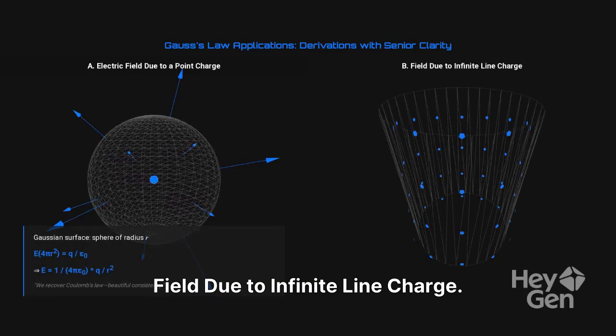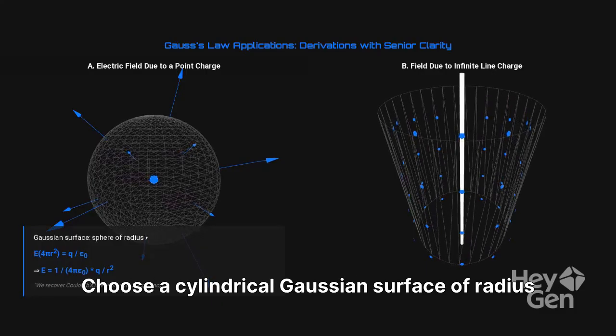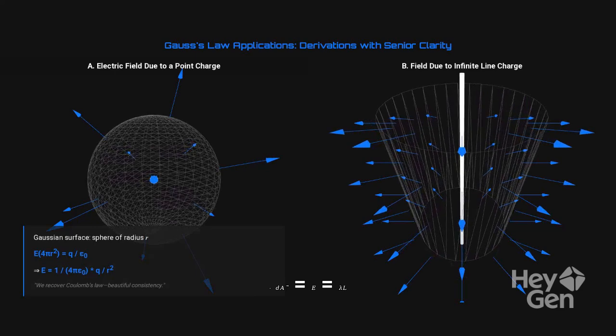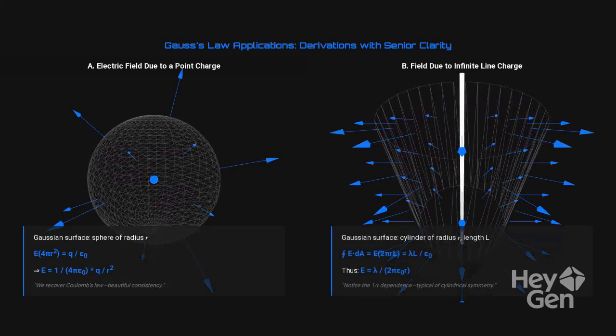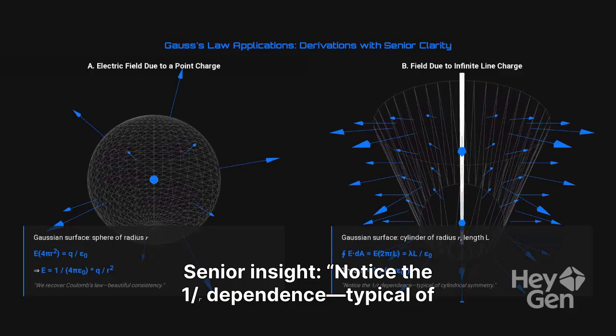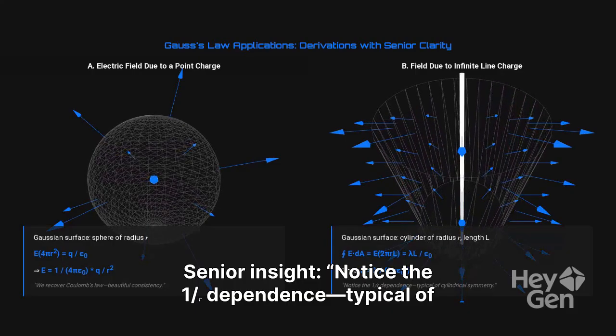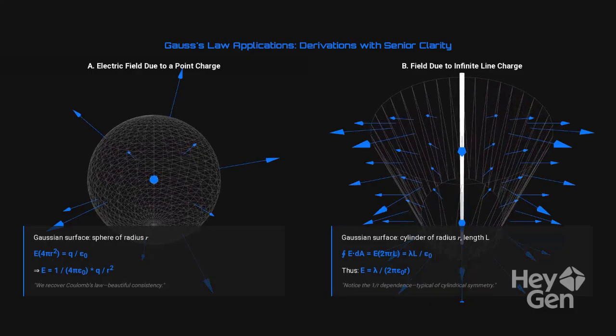B. Field due to an infinite line charge. Choose a cylindrical Gaussian surface of radius r and length l. The closed surface integral of E dot dA equals E times 2 pi r l, which equals lambda l/epsilon_0. Thus, E equals lambda/(2 pi epsilon_0 r). Senior insight: notice the 1/r dependence, typical of cylindrical symmetry.